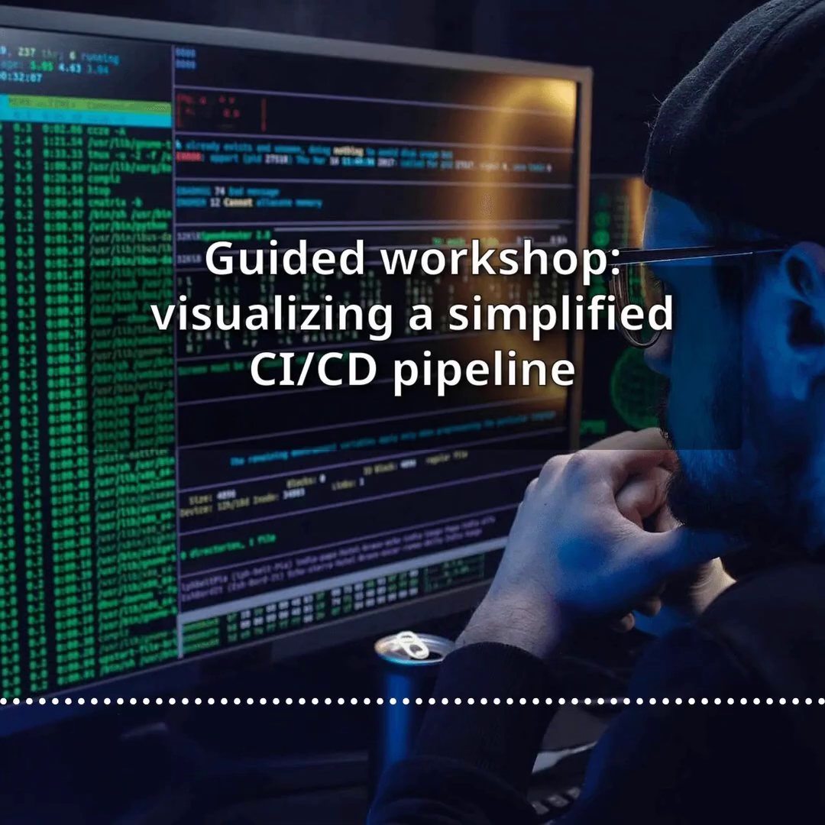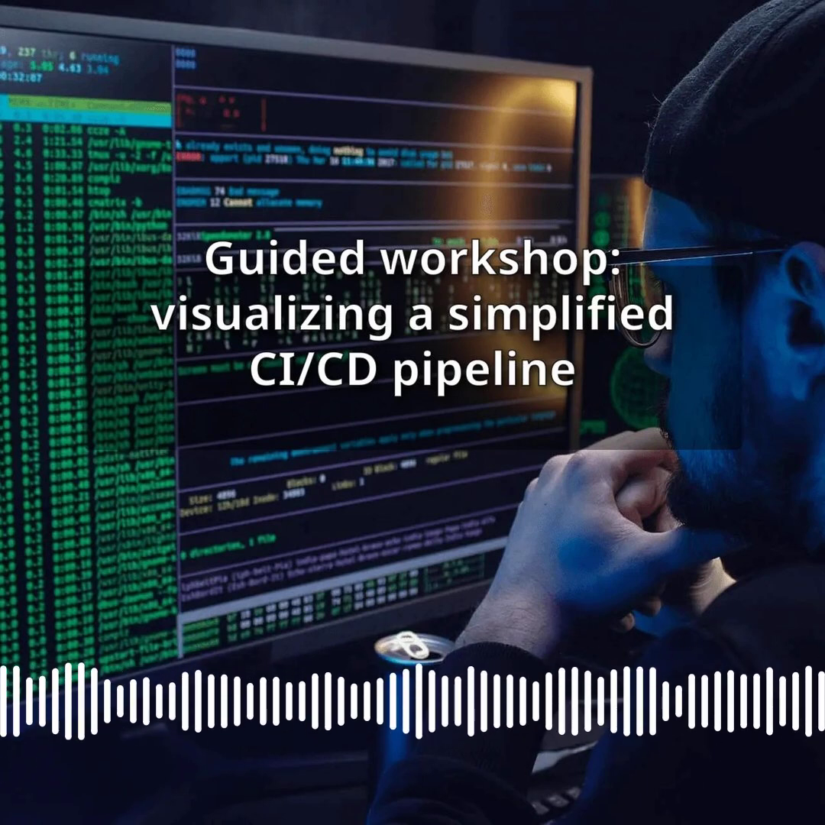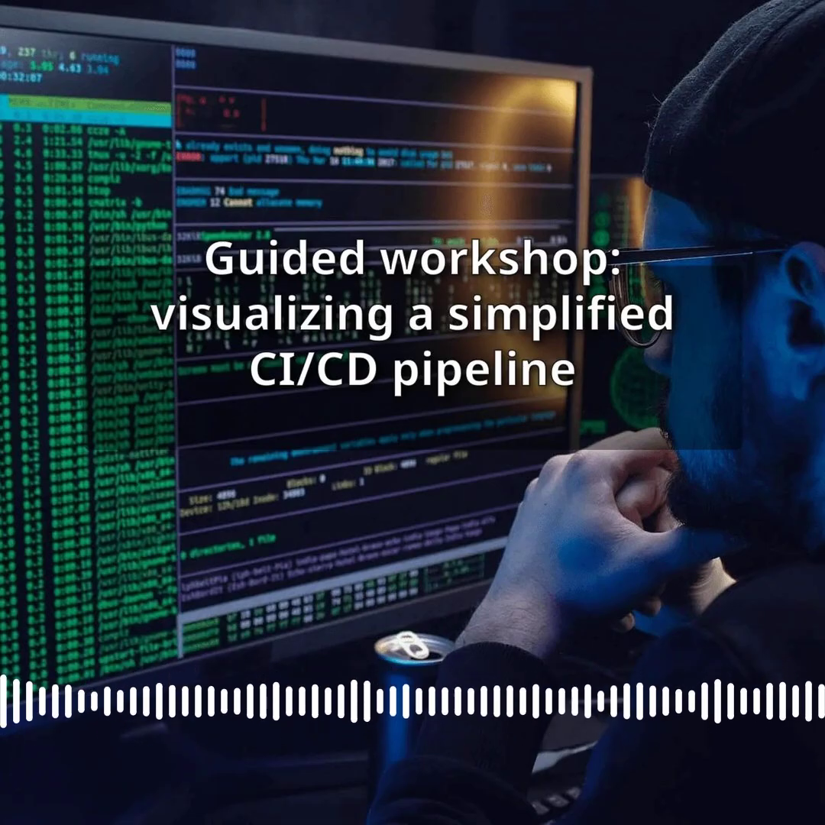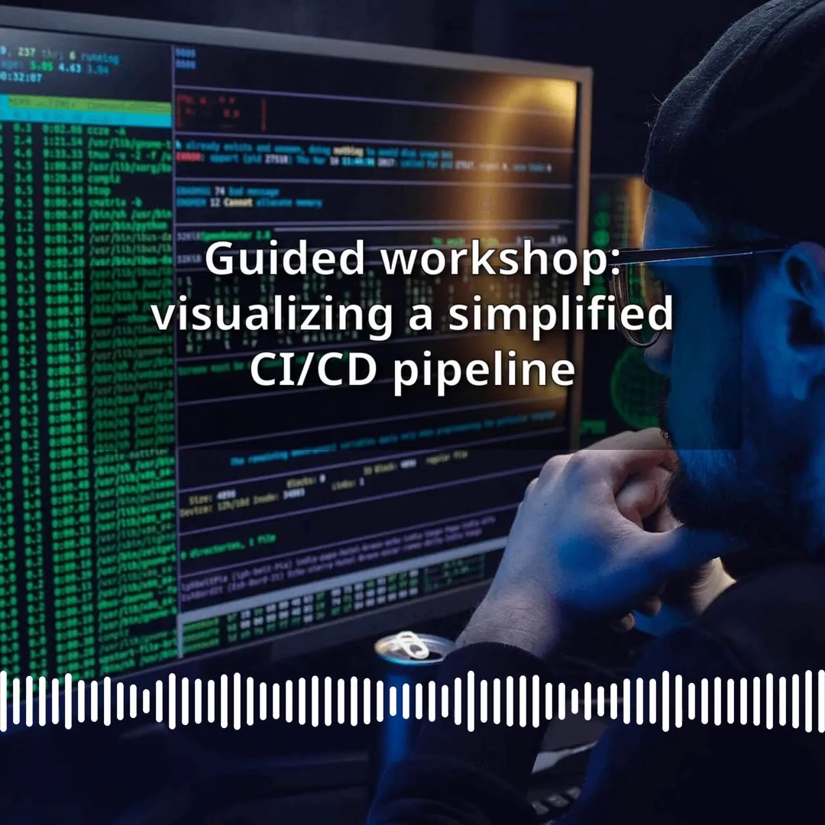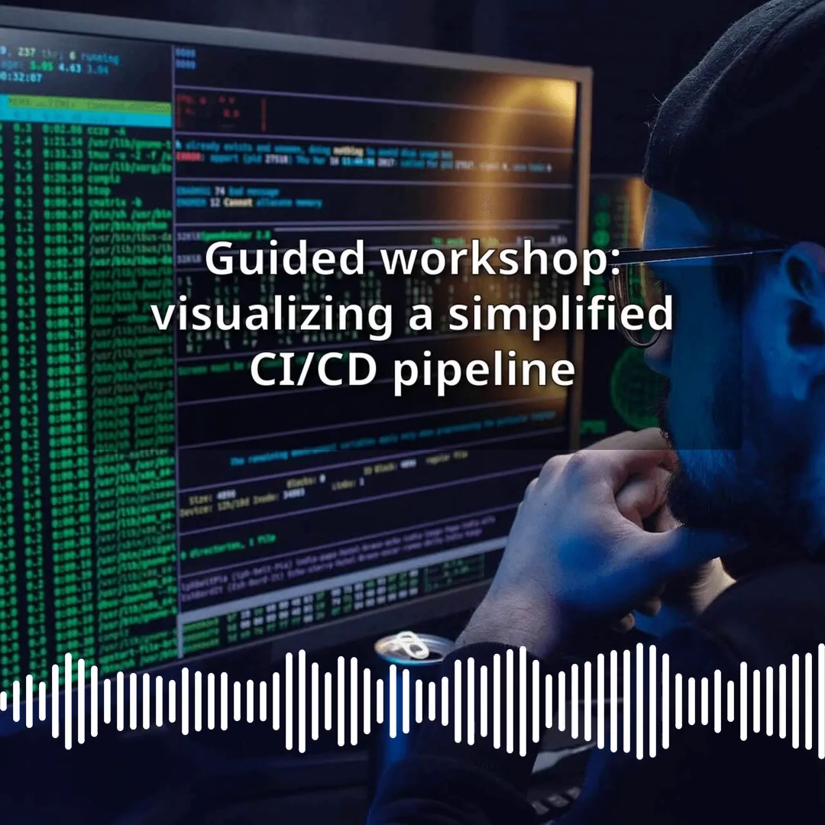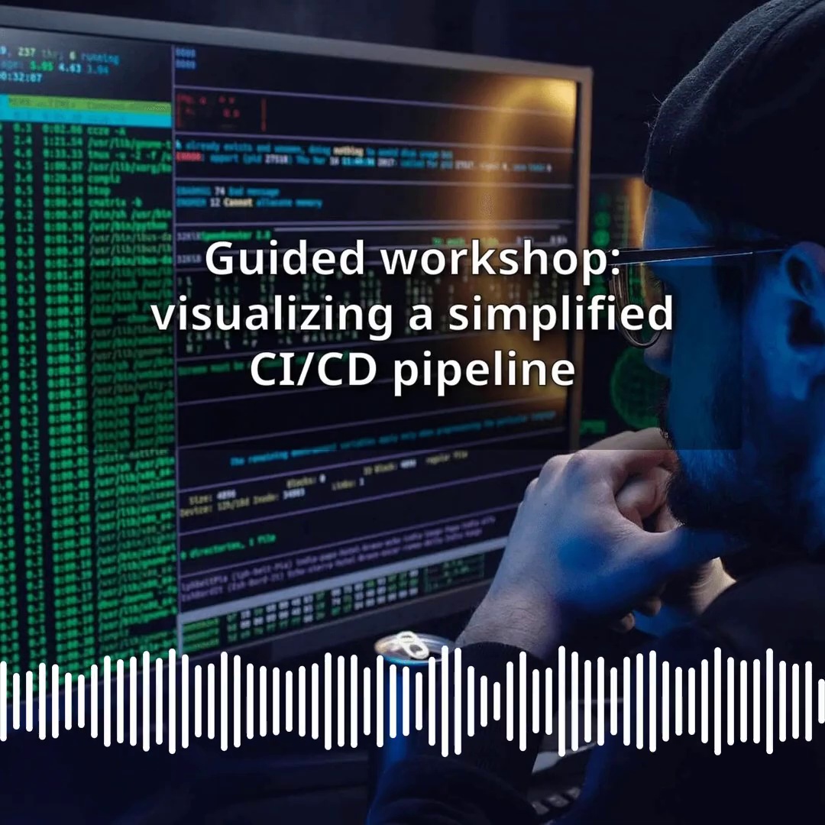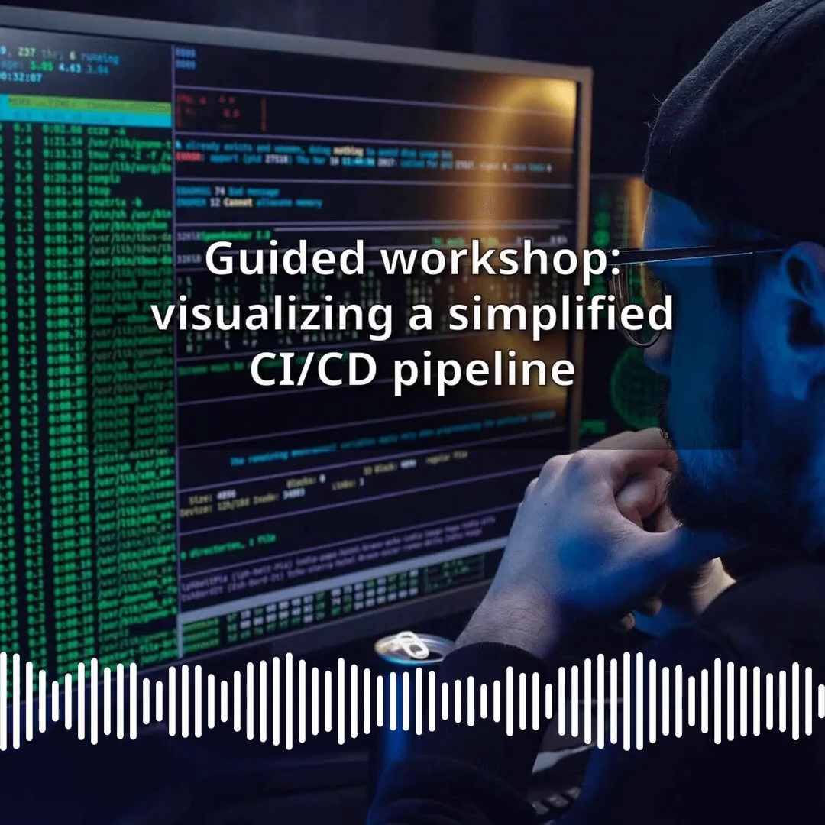Step 5. Self-review and submission. Before submitting, review your work against this checklist. Does your pipeline have at least 6 stages in a logical order? Are at least 2 security checkpoints clearly identified and justified? Is your diagram readable and annotated with a legend? Does your explanatory note answer all three questions? Is your reasoning coherent and grounded in the course concepts?